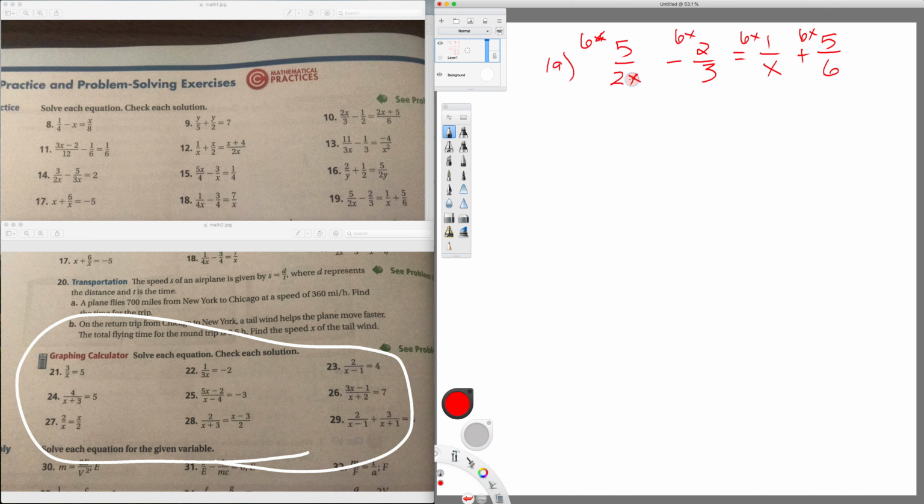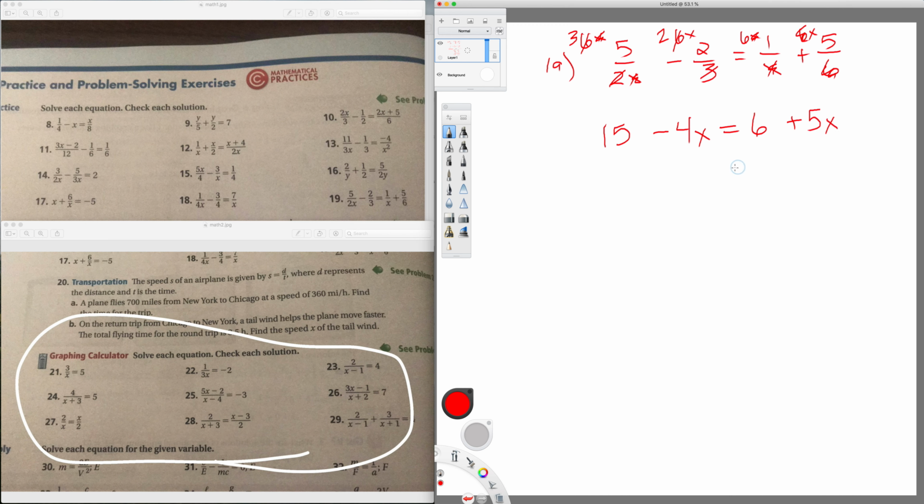6 divided by 2 is 3, so that's 3 times 5, that's going to be 15. Here the 6 and the 3 reduce to a 2. 2 times 2 is 4 with that x, so minus 4x. Equals, here the x is going to cancel. 6 times 1 is 6. And here the 6 is going to cancel, leaving 5x.